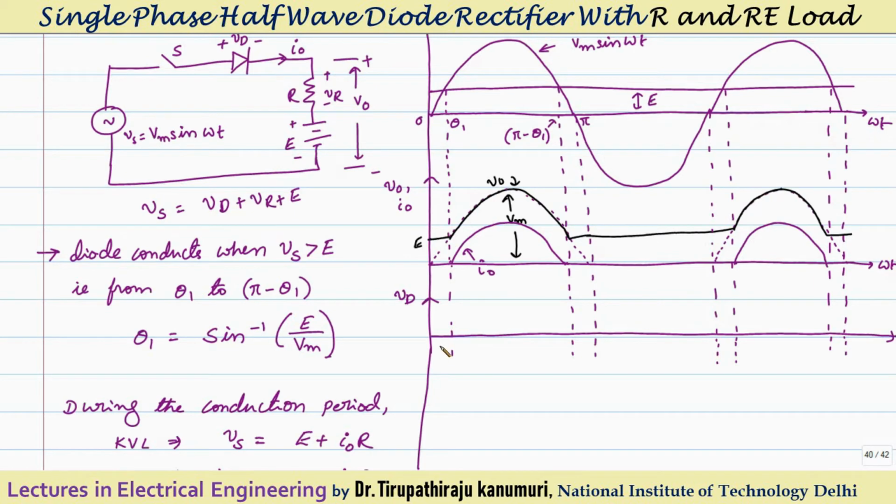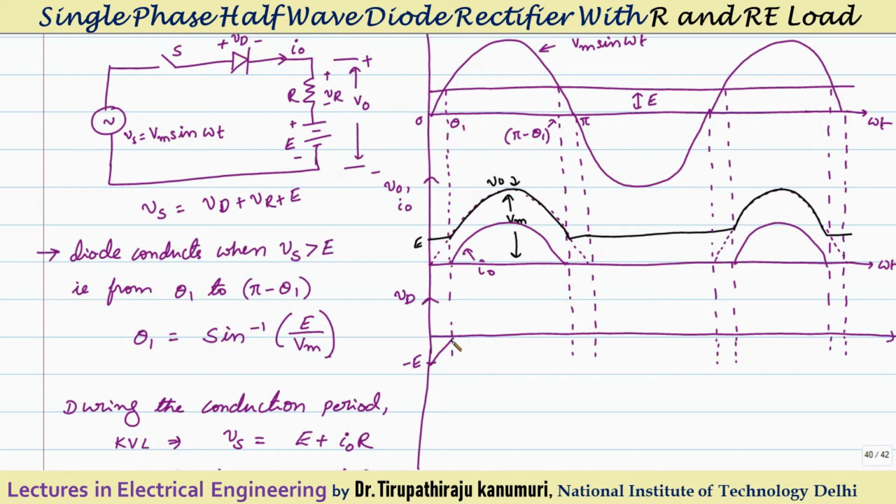So let us take initially. Initially what happens? Until your supply voltage reaches E, your diode is reverse biased. So the entire voltage will drop across this one only. That means initially when your supply voltage is equal to 0, from this equation I can write Vd is equal to Vs minus E. When Vs is equal to 0, it becomes minus E. So gradually it will increase.